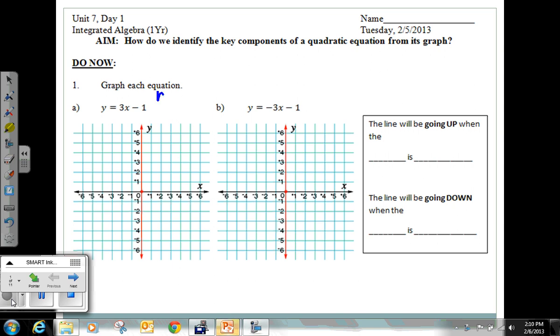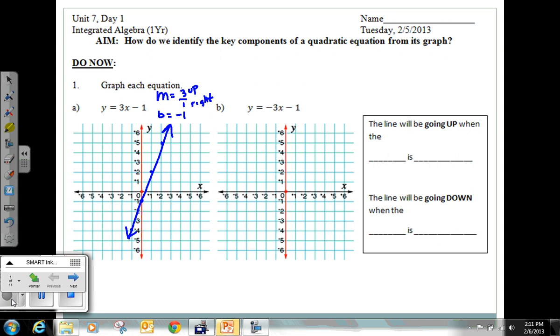So this equation has a slope of positive 3. So we give the denominator 1, and then we move up 3, right 1. The y-intercept is negative 1. So we plot on the y-axis, and then we move up 3, right 1. Can't move any more, we go down in the opposite direction, down 3, left 1. That's not very good. Make sure you have your straight edge with you so that you can draw a straight line.